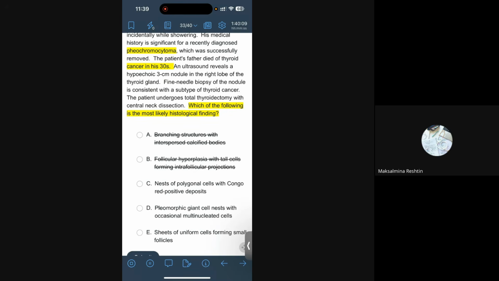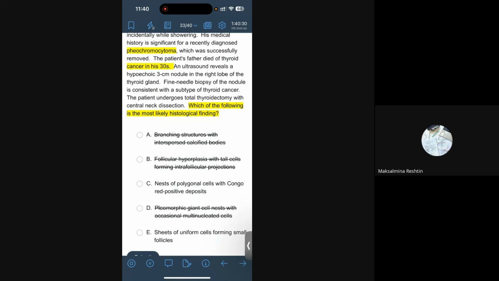Option D, pleomorphic giant cells with occasional multinucleated cells. This is going to be seen in anaplastic cancer. Which one is going to be the right answer here?